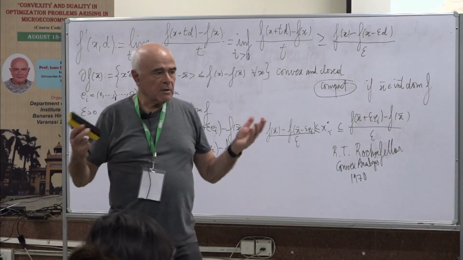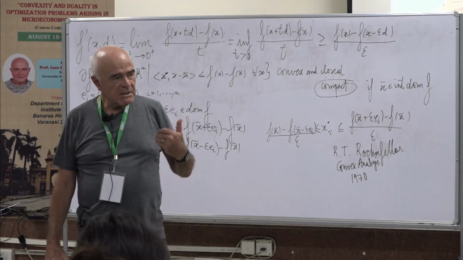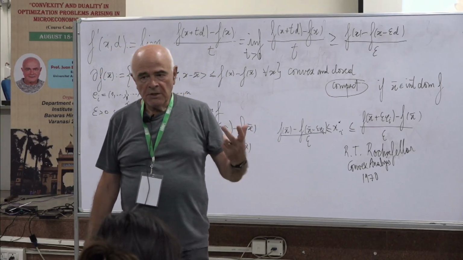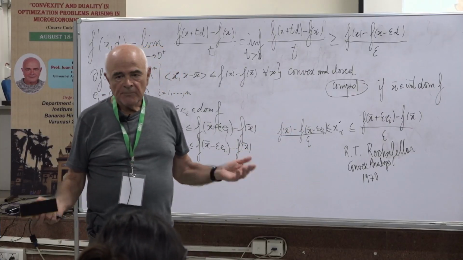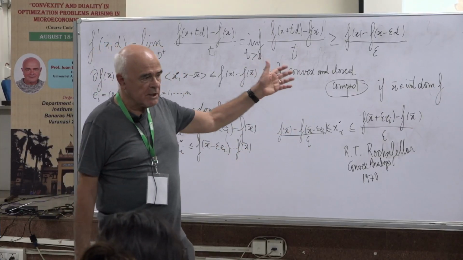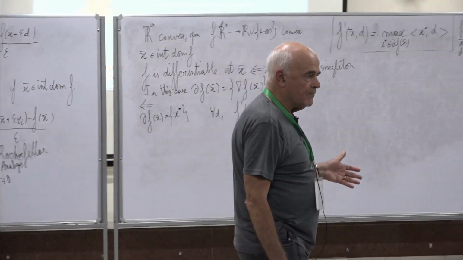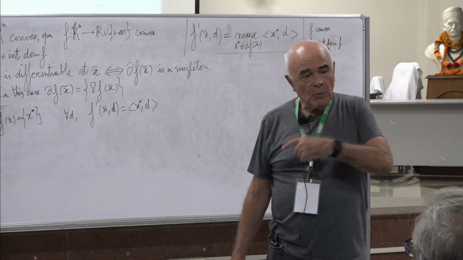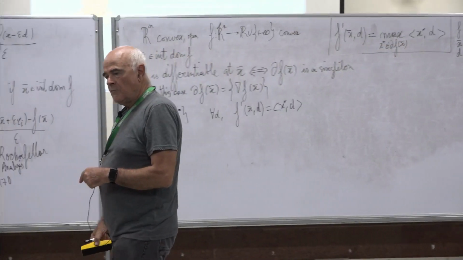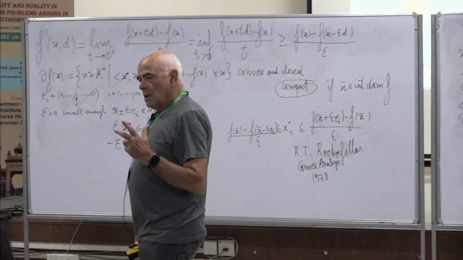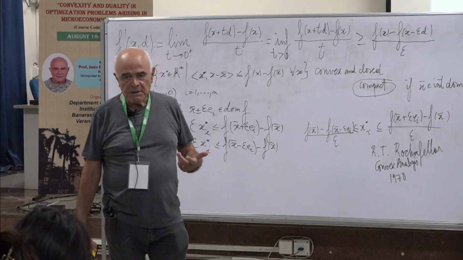I mean, for arbitrary functions, Fréchet implies Gateaux. A Fréchet differentiable function in the ordinary sense is Gateaux differentiable, meaning the directional derivative is linear. Okay? But for convex functions, the converse also holds true. If you have a Gateaux differentiable convex function, it is differentiable in the ordinary sense, in the Fréchet sense.